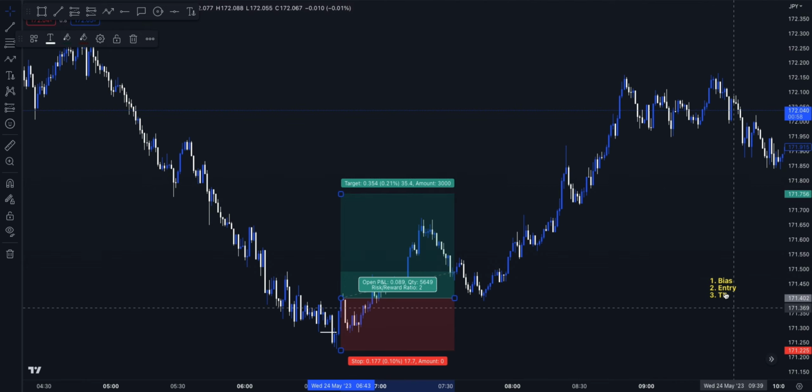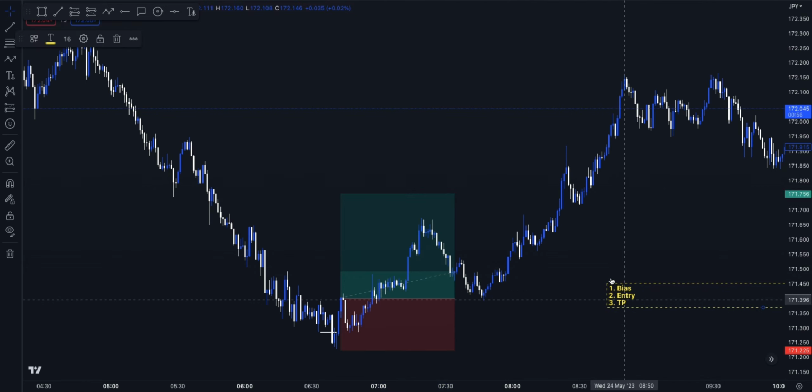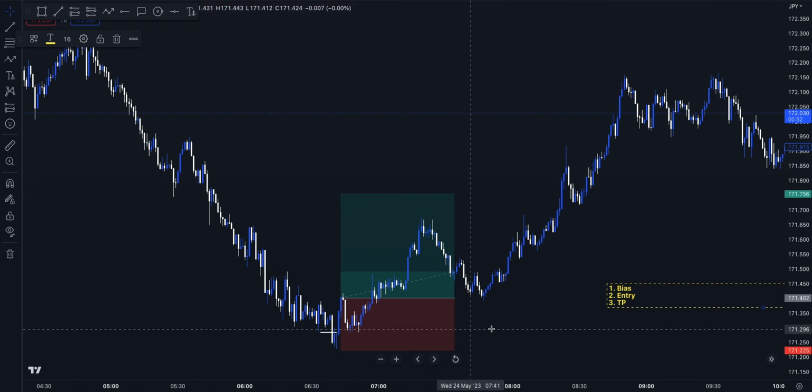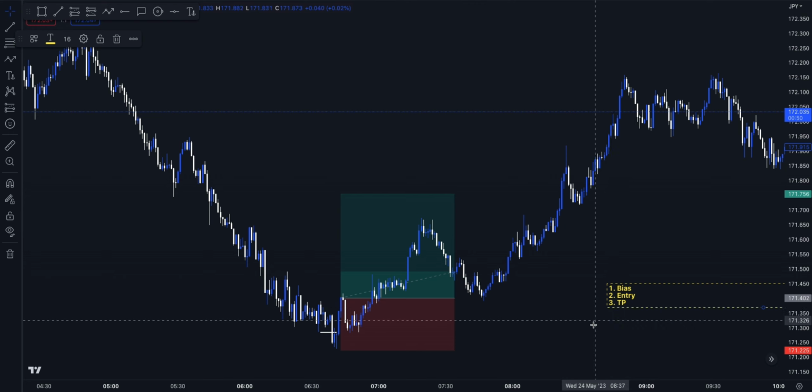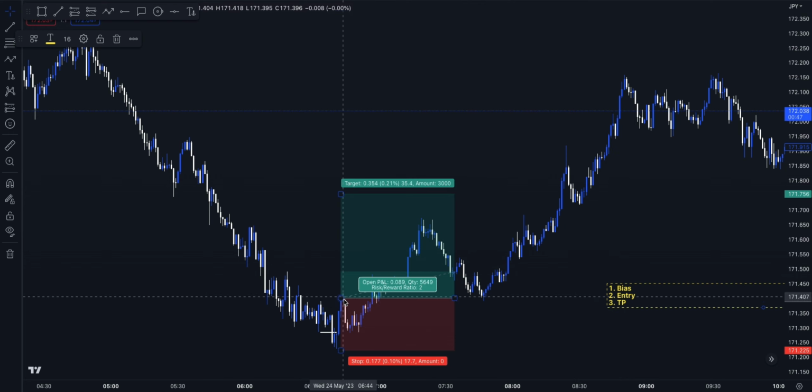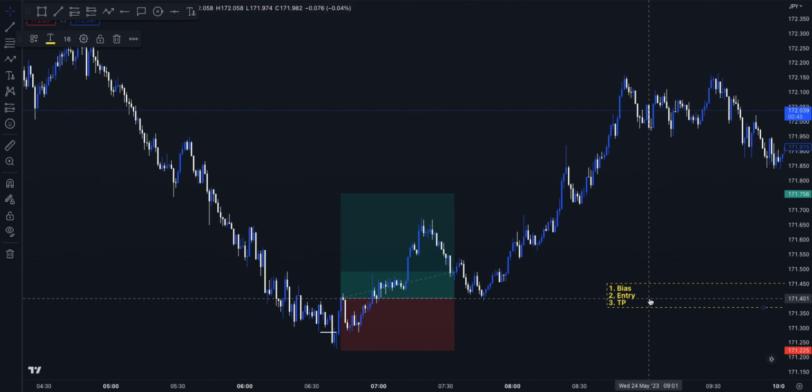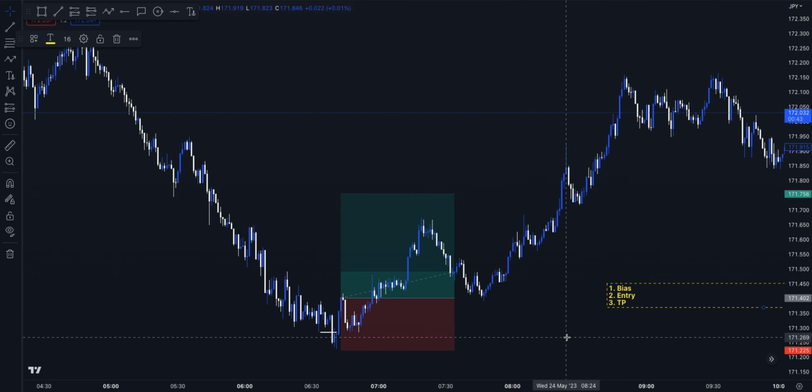And that is just a very simple 3-step rule. My bias: 4-hour bias, bullish or bearish. Then I come down to the lower time frames, my entry criteria, what is it? Taking out lows and closing above highs because we are bullish. And then your TP, what can it be? It can be a set TP, it can be a 1 to 1, 1 to 2, 1 to 3, 1 to 4, 1 to 5, whatever it may be.